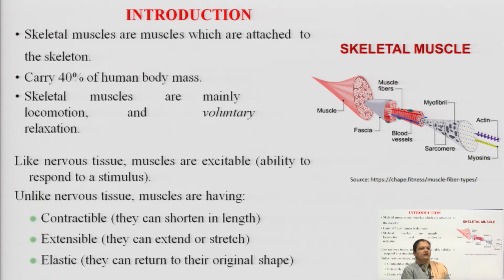Starting with the introduction, you will see how the skeletal muscle looks in the diagram on the right-hand side. Skeletal muscles are the muscles which are attached to the skeleton. They carry 40% of human body mass. Skeletal muscles are mainly used for locomotion and show voluntary action.